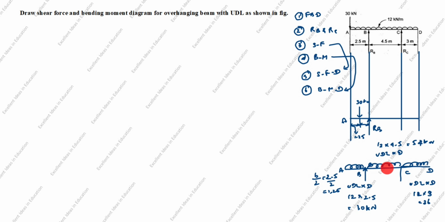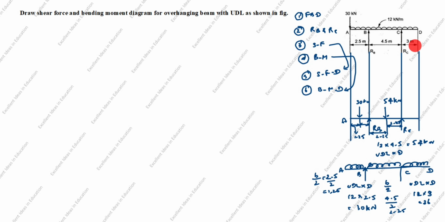This one is 4.5. So how will you place the point load? How will you calculate the distance? This is also B by 2. What is the B value? B value is 4.5 divided by 2. It comes 2.25. So this distance is 2.25. This distance also 2.25. So the point load is here. This is 54 kilonewton. Here is RC.